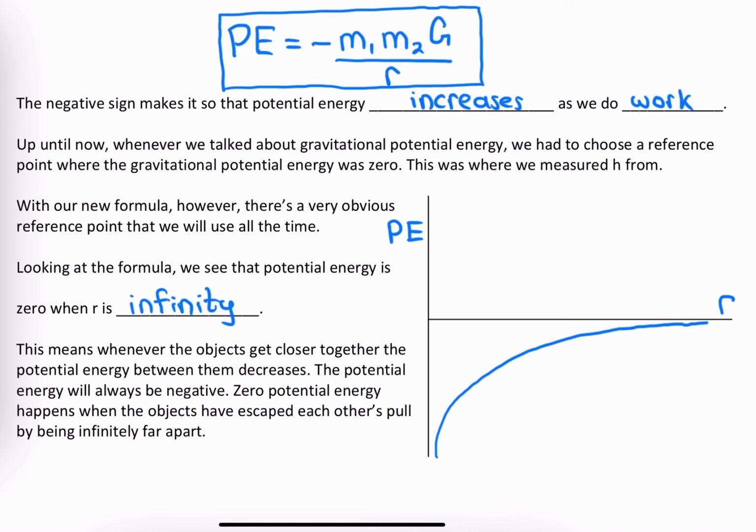So let's kind of recap what all this means. It means that whenever objects get closer together, the potential energy between them decreases. That's just like what we are used to from our previous formula. The potential energy will always be negative. That's a new idea, but I think we can live with it. And zero potential energy happens when the objects have escaped each other's pull by being infinitely far apart.